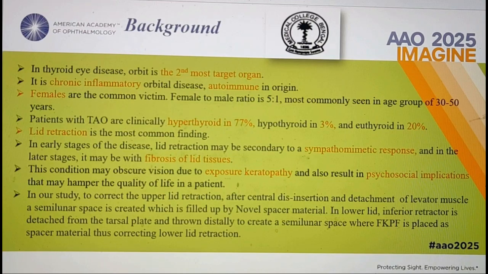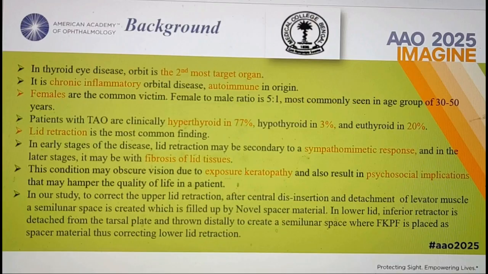Coming to the background. In thyroid eye disease, the orbit is the second most targeted organ. It is a chronic inflammatory orbital disease of autoimmune origin. Females are common victims, and the ratio is 5:1. Patients with TAO are clinically hyperthyroid in 77% of cases, hypothyroid in 3%, and euthyroid in 20%.